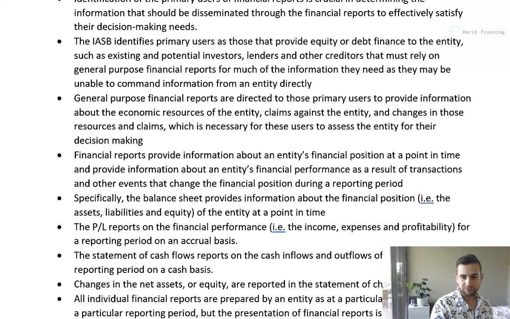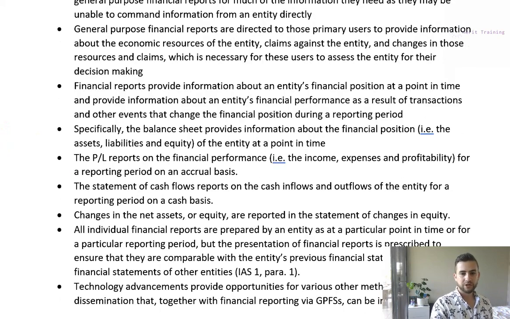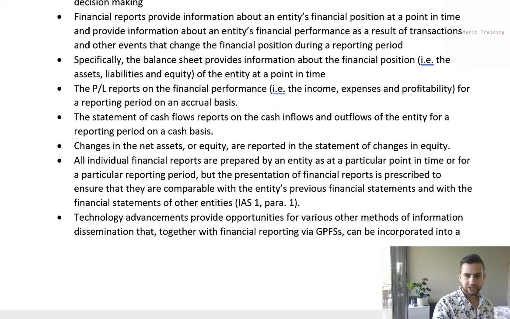Specifically, the balance sheet provides information about the financial position, i.e. the assets, liabilities, and equity of the entity at a point in time. The P&L reports on the financial performance, i.e. the income, expenses, and profitability. And the statement of cash flows reports on the cash inflows and outflows. So changes in net assets or equity are reported in the statement of changes in equity.